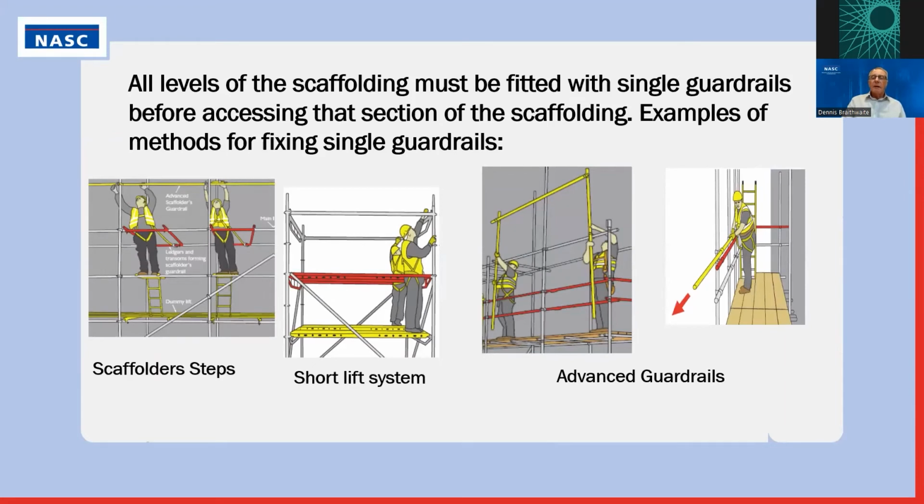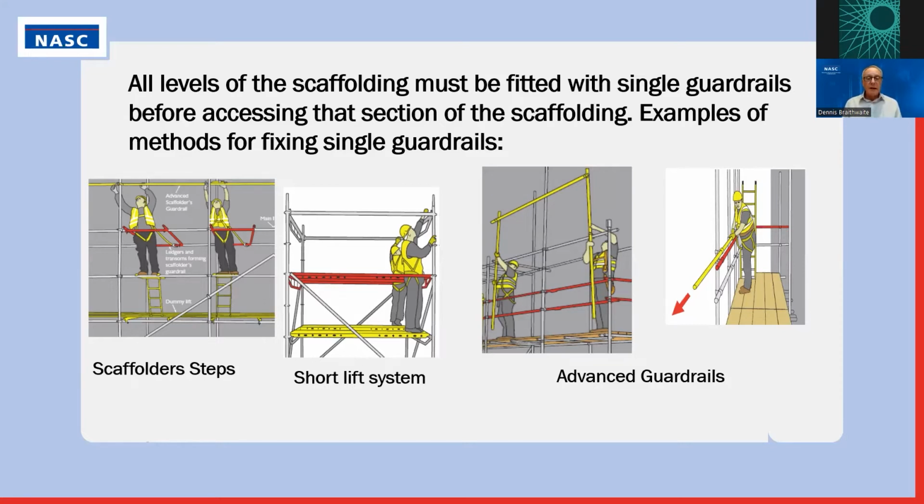So how do we do that? Essentially, we've got various methods. So again, from left to right there, we've got a piece of equipment called Scaffolder Steps. What these are, they're just small step ladders with a platform on top. Clip those to the scaffolding guardrail, and then that gives access for the scaffolder to stand on that to erect the guardrail for the next level. So again, when we've boarded out that level and stand on it, we've actually got a guardrail there waiting for us.